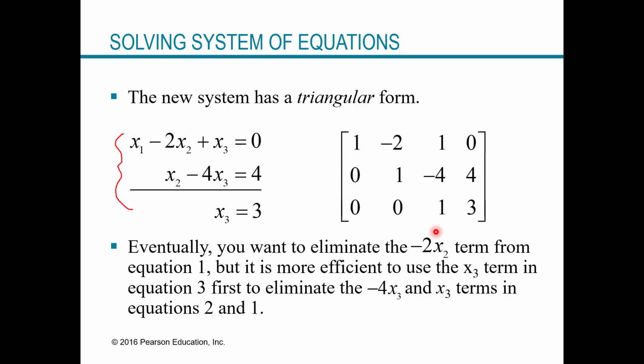And then from here, what you could do to finish solving is substitute. We know that x3 is 3, so you can plug that into equation 2 or row 2 and solve for x2. And then once you know x3 and x2, you can plug both of those into equation 1 and solve for x1. But we're going to go ahead and keep going and get this in our completely reduced form of 1s in the diagonal and 0s everywhere else. So the next thing we're going to do is make the rest of the coefficients in the x3 column 0.